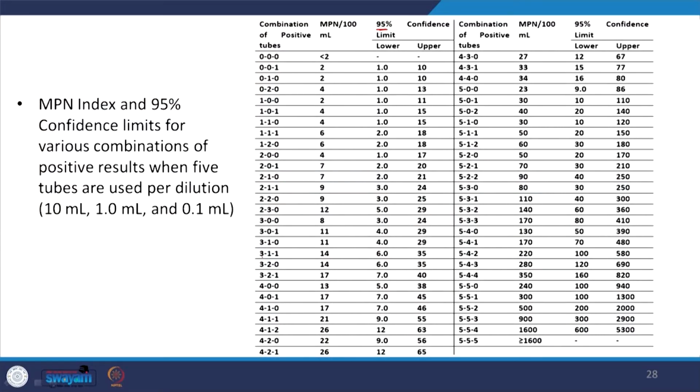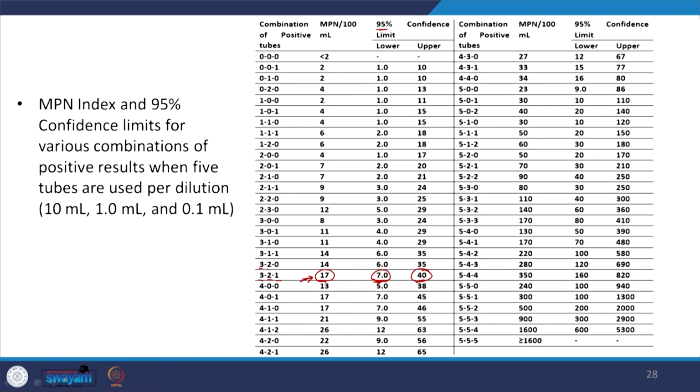So, where is 3, 2, 2? Okay, I can't find 3, 2, 2 here. So, anyway, let us assume that it is 3, 2, 1, yes. So, the MPN is 17 per 100 ml, that is what we have. The 95% lower limit is 7 and the upper limit is 40. Pardon me, the typical one is 17, the lower limit is 7 and the upper limit is 40. So, based on different combinations of positives, you will come up with the most probable number from this particular data.